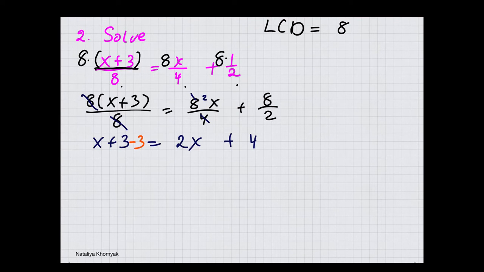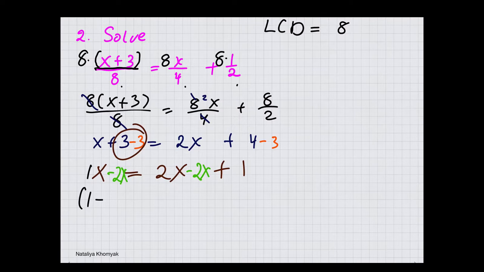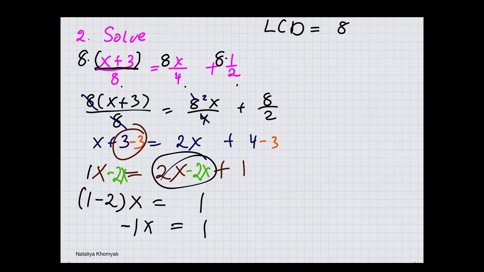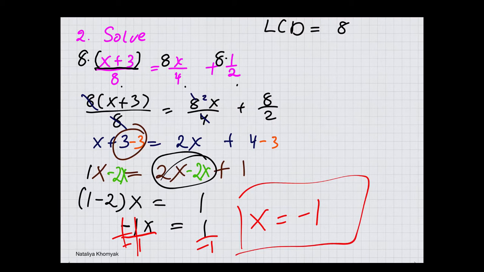So minus 3, x, that's a 0, equals to 2x plus 4 minus 3, 1, minus 2x minus 2x. This is 1x, so we have 1 minus 2 of x equals to, that's a 0, 1. So we have negative 1x equals to 1. This is not a solution. Negative 1x equals to 1. We have to solve for positive x by dividing by negative 1. x is equal to negative 1. And this is our solution.